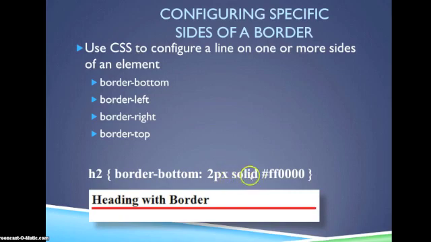So where this solid was, you can use any one of those items that we saw earlier. And then we can configure one or more sides. We can just do the bottom, border left, border right, border top. So here we did a border bottom, 2 pixels, solid, and it's red. So we just get an underline on the page for that particular element.